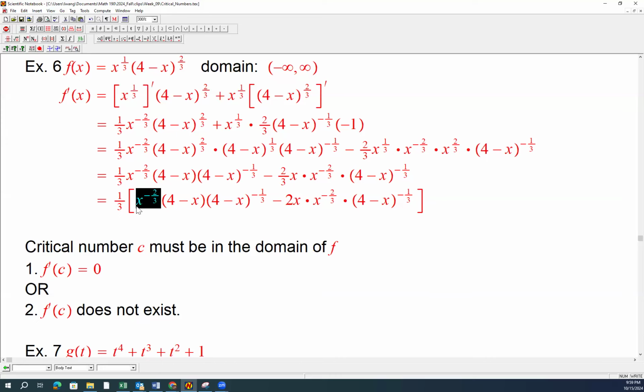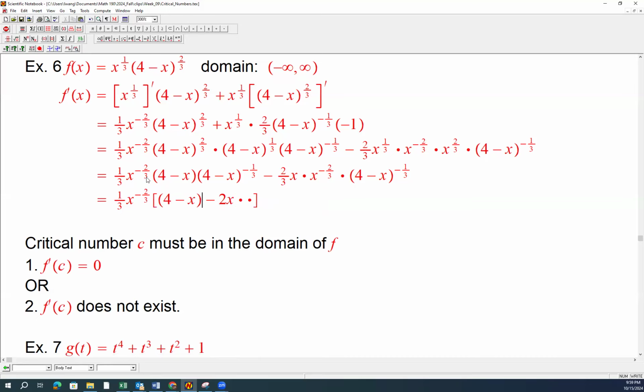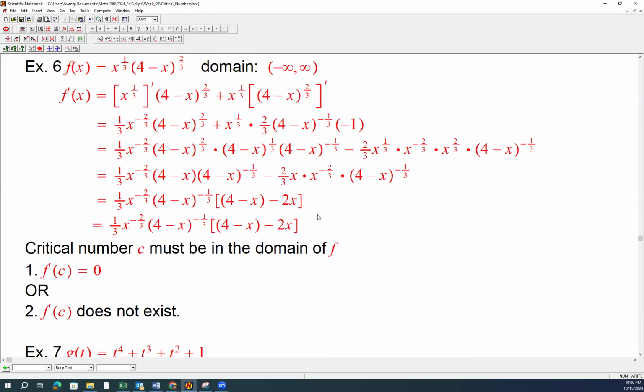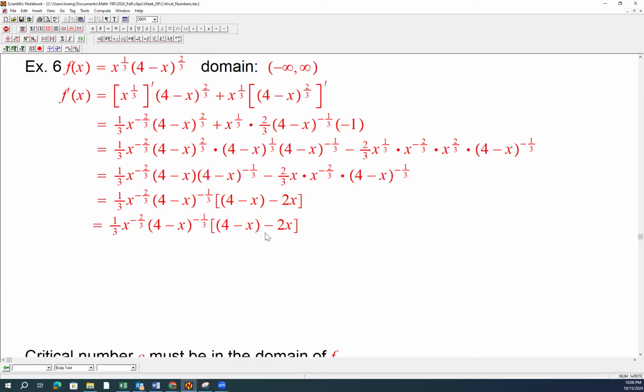I want to take out this piece from here. So I'm taking this out, factored out. What else am I going to take out? This piece is taken out. They're all going to be denominators. So now inside the bracket, it's just 4 minus x minus 2x. Okay, we are getting so much closer. Now what do we got? 4 minus x minus 2x, so that's minus 3x.